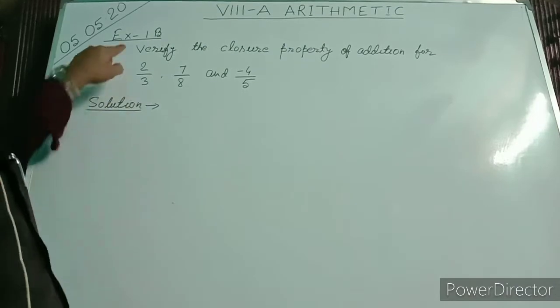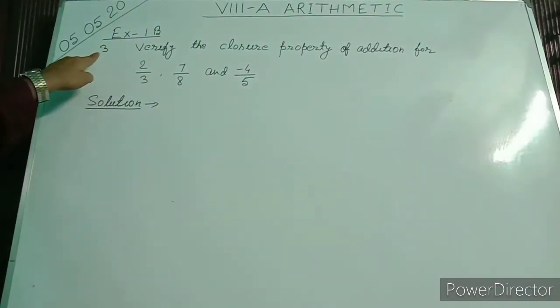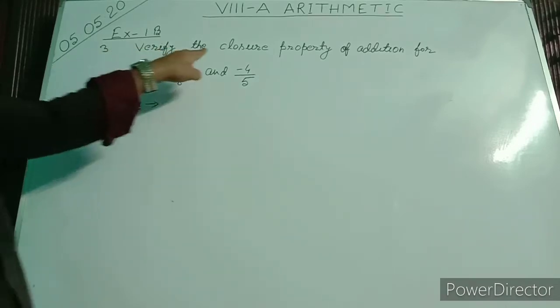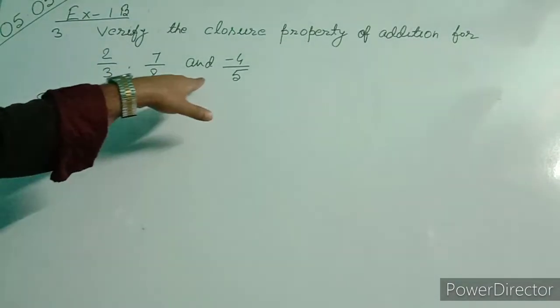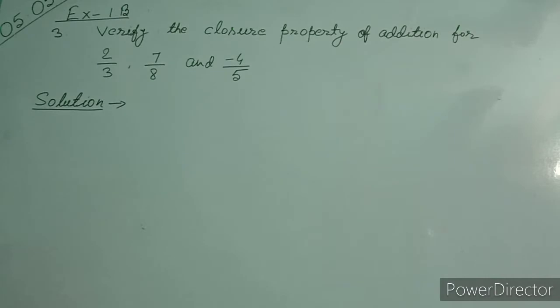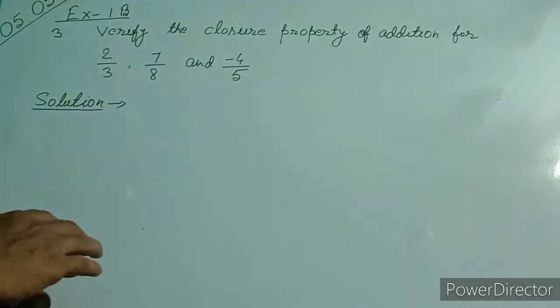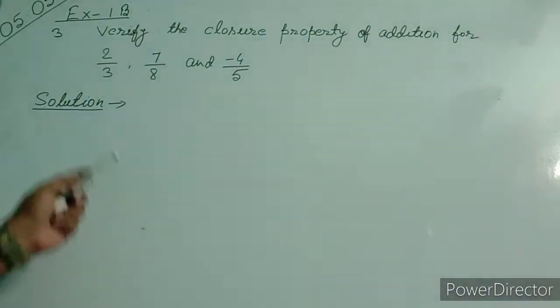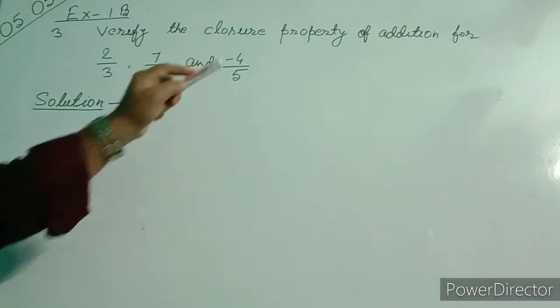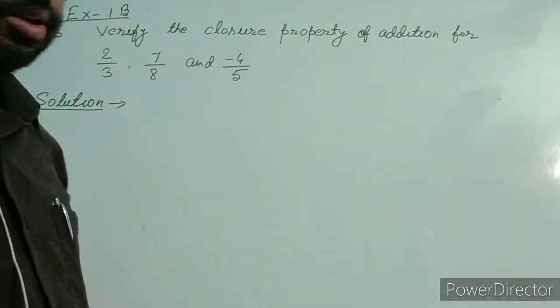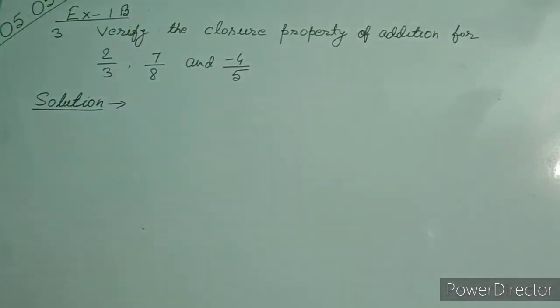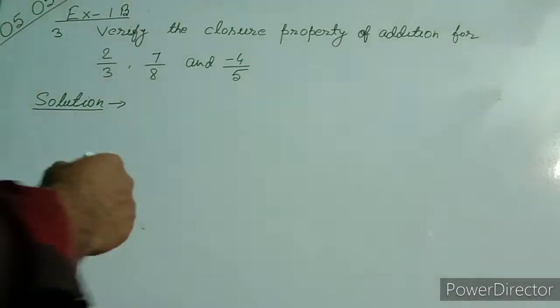Exercise 1b is continued, and today we are going to solve question number 3. The question is, verify the closure property of addition for 2 by 3, 7 by 8 and minus 4 by 5. This is a closure property. At the start I want to say, if the sum of these three rational numbers gives you a rational number, then the closure property is satisfied. So let us try it.